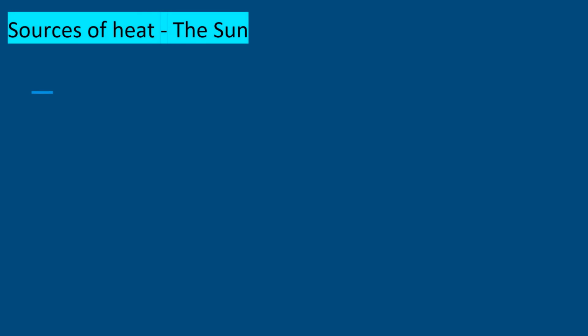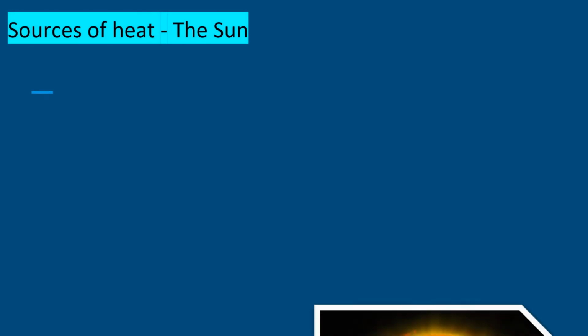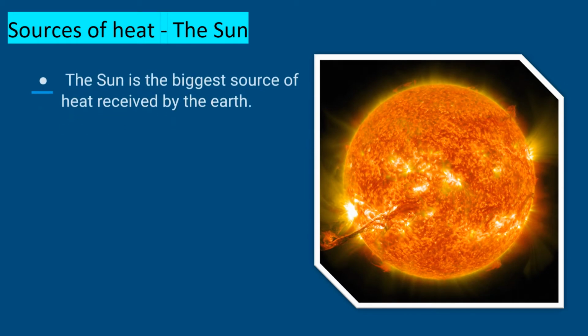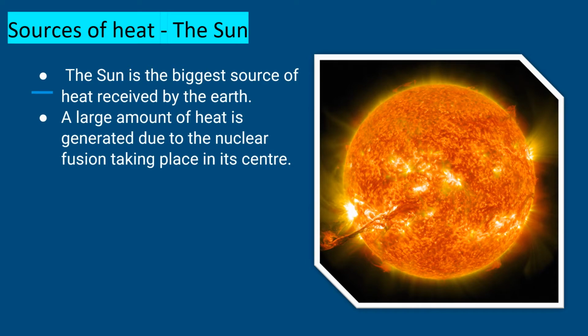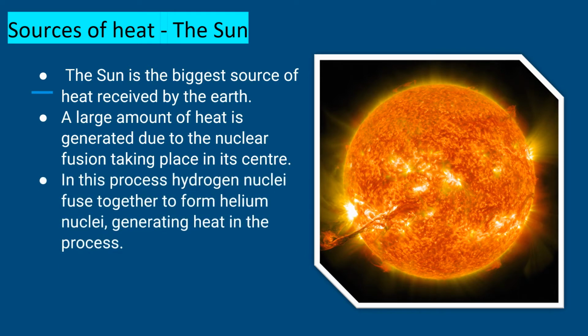so we need heat to raise the temperature of an object or to change its state. But from where do we get this heat? So there are various sources of heat. The most important is the sun. The sun is the biggest source of heat received by Earth. A large amount of heat is generated due to nuclear fusion taking place in its center. In nuclear fusion, hydrogen atoms combine or fuse to form helium nuclei, and heat is generated in this process.